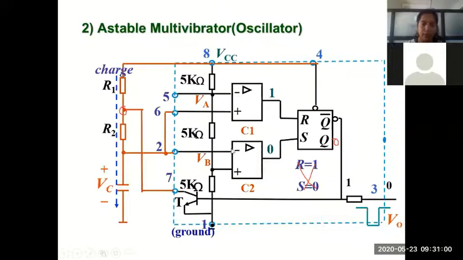So what has happened? All this we have seen. So this has come to 1. So can you see this path? This capacitor is discharging through R2 via this transistor to ground. So when does this happen? This happens when the final output is in 0 state or Q bar is in 1 state. Then the transistor is on.